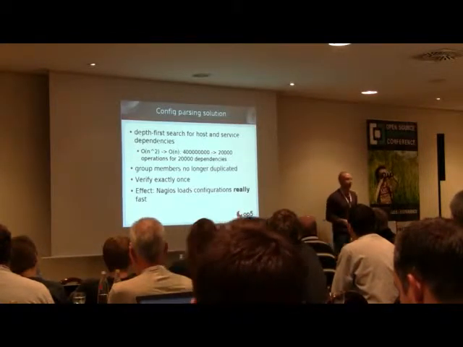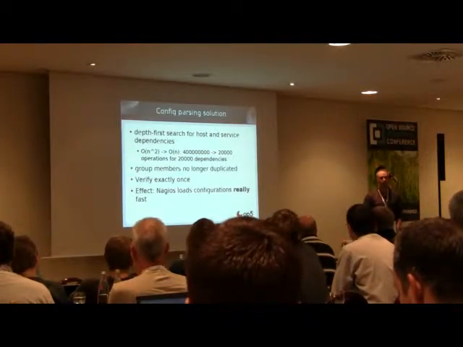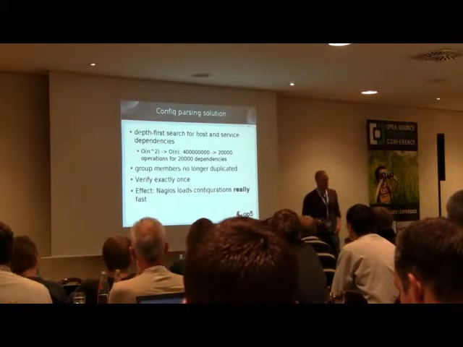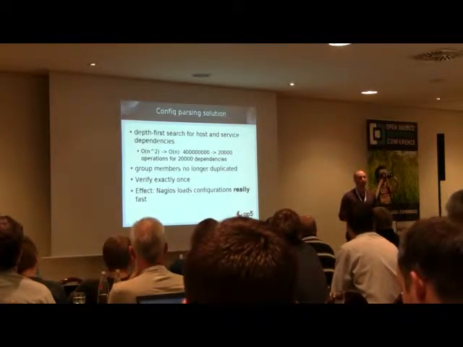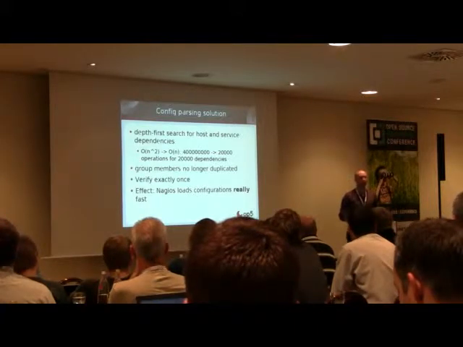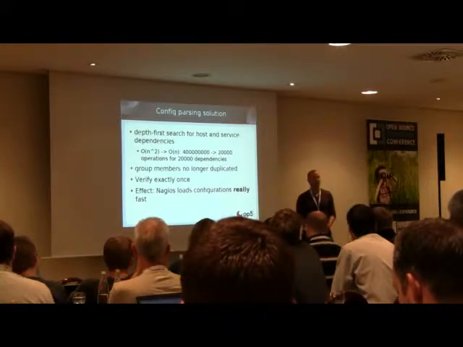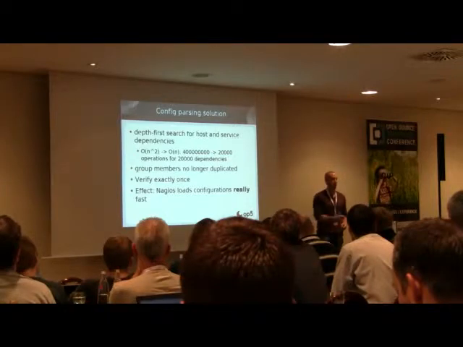Group members are no longer duplicated. They could be before. If you look in objects.cache, you will see that the same member is listed multiple times. We verify things exactly once, and the effect is that Nagios loads configurations really fast. Typically, configurations that took a minute or 5 minutes or 3 minutes or whatever will load in a few seconds, 1 second, sub-second. Interestingly, it now loads faster if you have services on host groups, for instance, because then we just copy them in memory instead of where we used to copy every string for them.